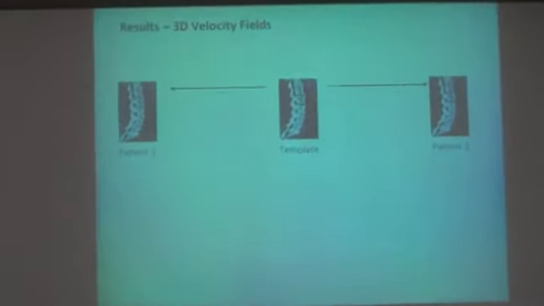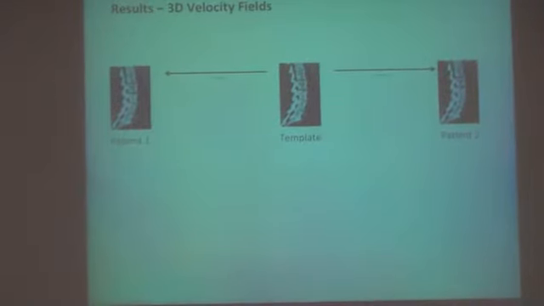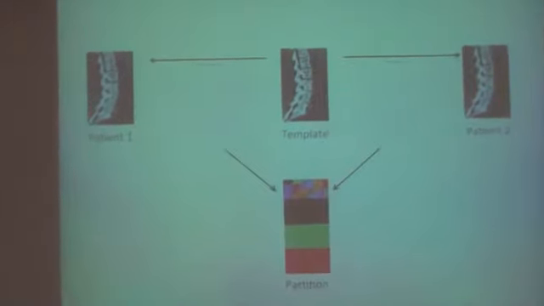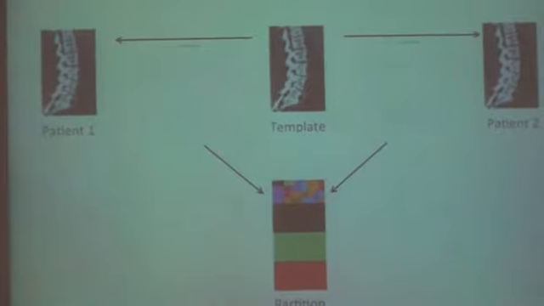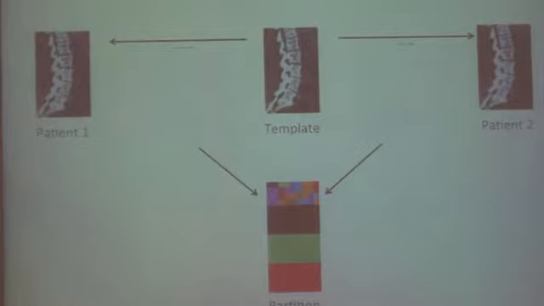Now, of course, at the end, I would like to apply it to real-world images for spines. You see here the template in the middle, as the spine template, and then different patients. So I use the log demons registration to obtain velocity vector fields between the template and the patients. And then from this set of velocity vector fields, we'd like to now estimate anatomically meaningful partitions.